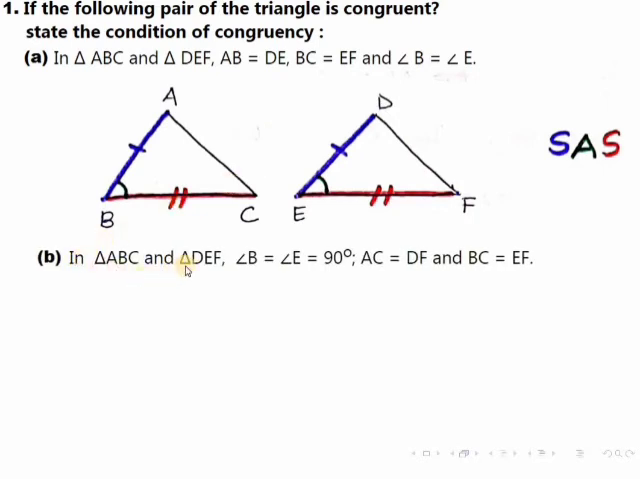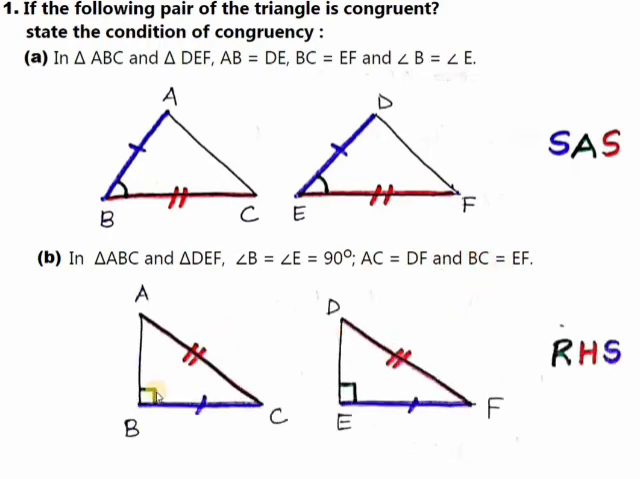In triangle ABC and DEF, angle B is equal to angle E and they are 90 degrees. AC is equal to DF and BC is equal to EF, right? So angle B and angle E are equal. That's what is given. Okay, AC is given to be equal to DF, right? Now BC is given to be equal to EF. Now kindly look at this carefully. This is your right angle, right? This one and this one, they are right angles. AC and DF, they are your hypotenuse, they are also equal, and the remaining side BC is equal to EF.